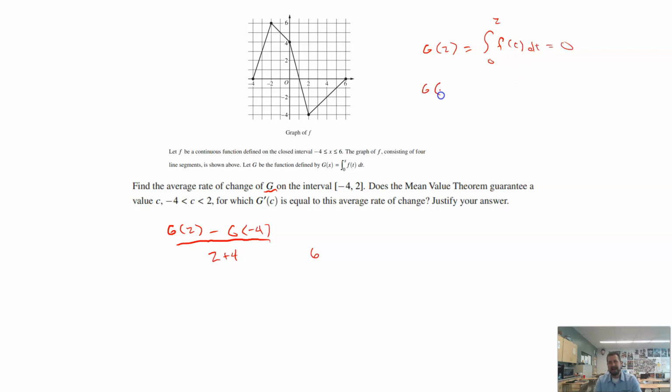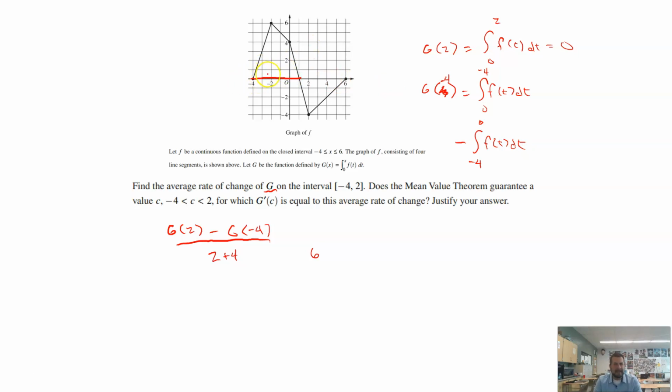And I have to find g of -4. So that's going to be the integral from 0 to -4 of f of t dt. Well, really, in order to do that, I'm going to flip it upside down and make it -4 to 0 of f of t dt. I am looking for all of this area right in here.